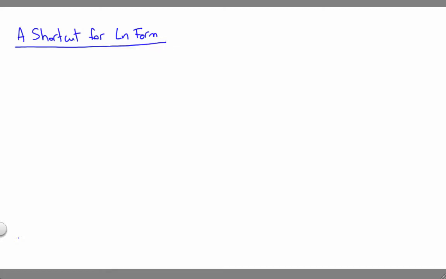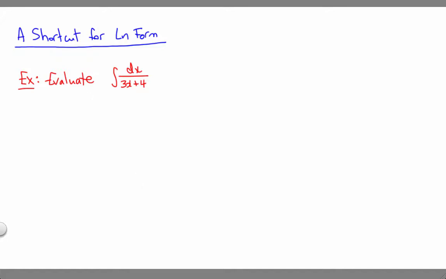Today we're going to look at a shortcut for integrating the ln form. Let's start with an example. Suppose we want to evaluate the integral of dx over 3x plus 4. So let's do it the usual way through substitution, and then once we've done it the long way, we'll see if we can develop a shortcut.